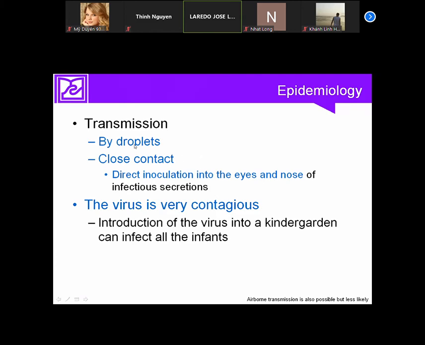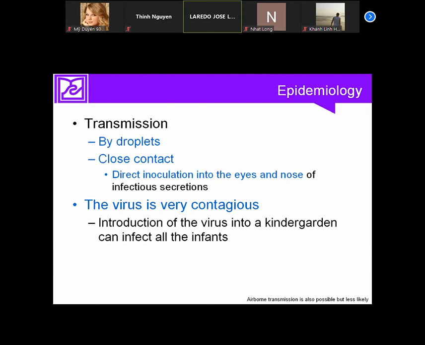The transmission is through droplets: inhalation of droplets, or contact with droplets in the eyes, the nose or the mouth. And this virus is very transmissible, very contagious, more than influenza and more than parainfluenza. This is one of the most contagious viruses. It may appear in outbreaks. For example, if the virus is introduced in a kindergarten, after a few days, all children are infected, all. So this is another virus that we get when we go to school for the first time.